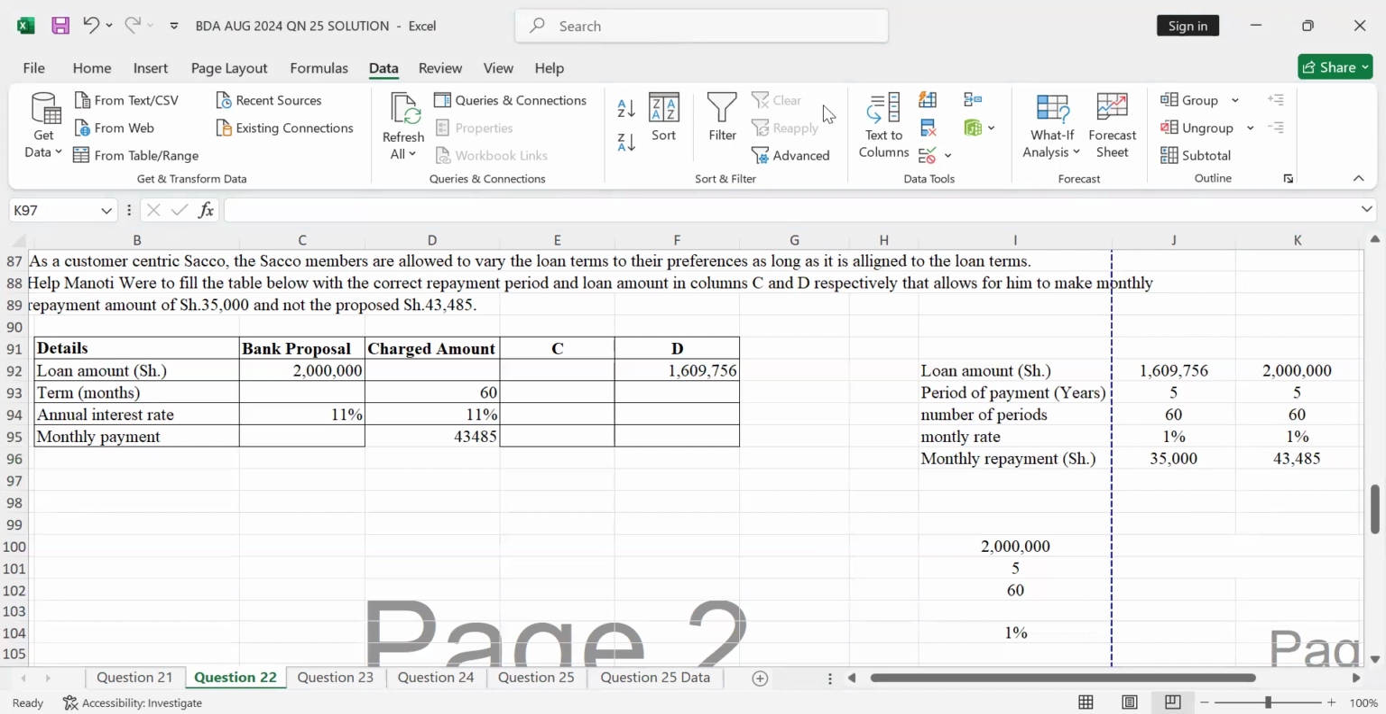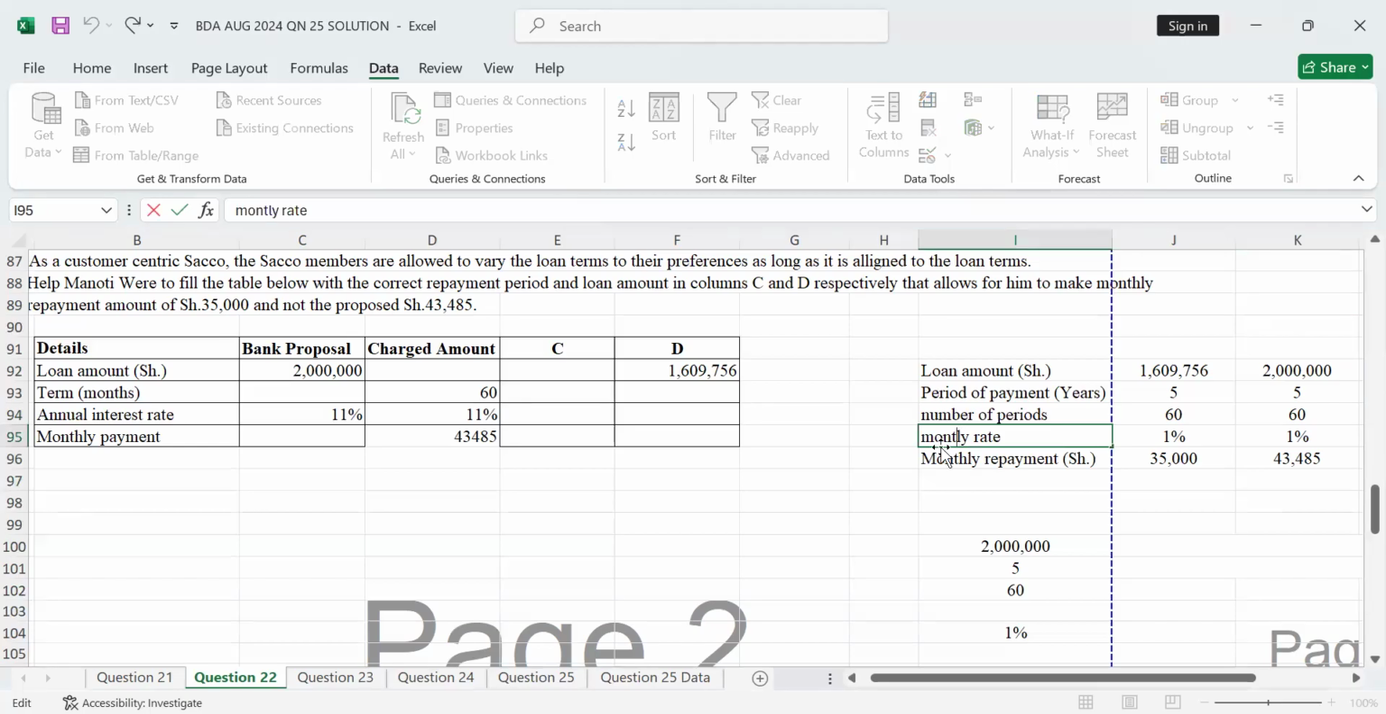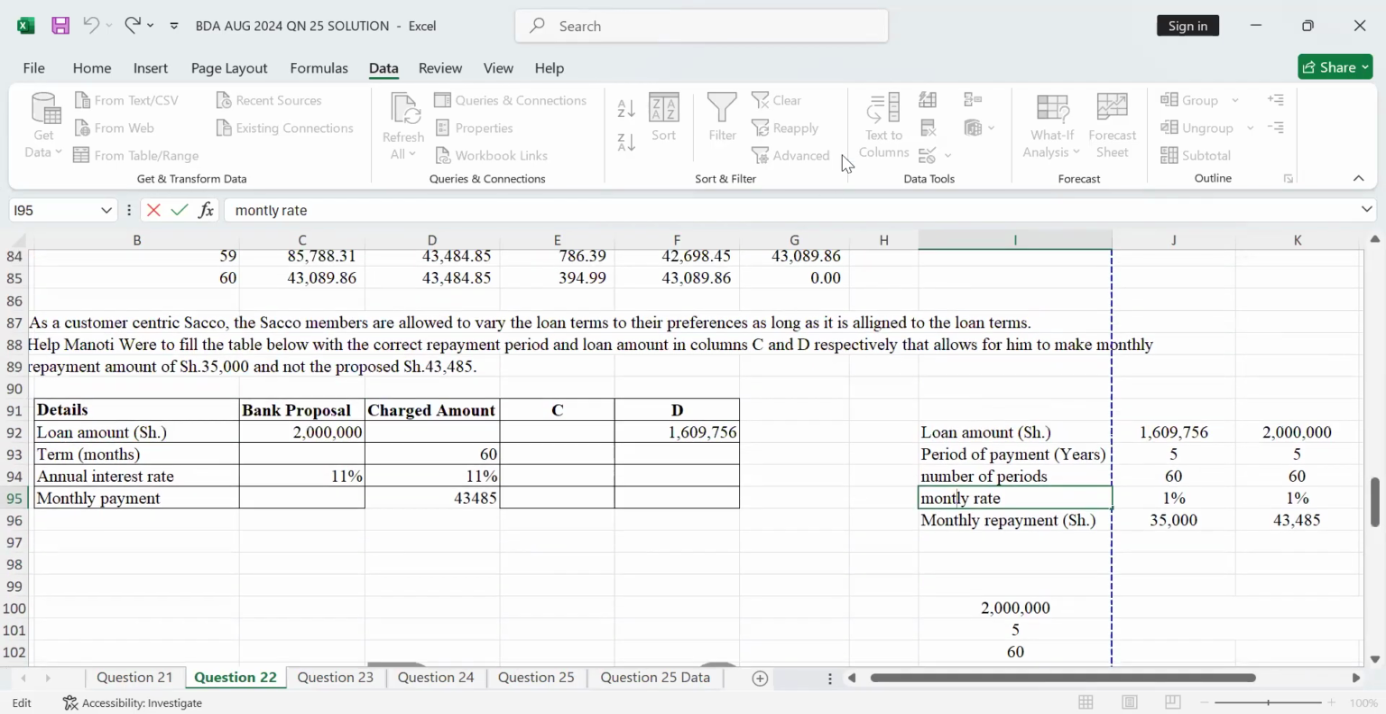So now if the monthly interest rate is 1%, the annual rate should be 12%. Oh yeah, it should be 12%. But in our case, we are using the monthly rate. I'm not using the total rate. Just know that I'm using the monthly rate, not the total rate. Is that okay? Let me check formulas first.